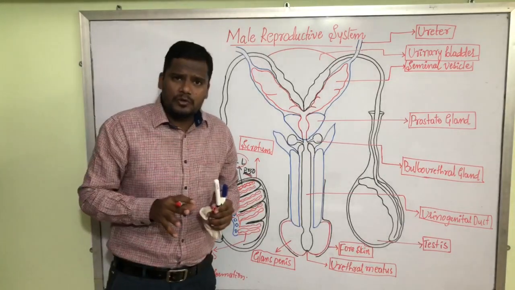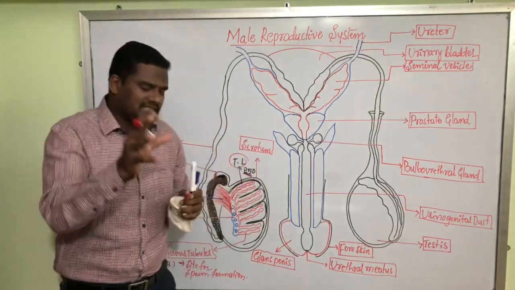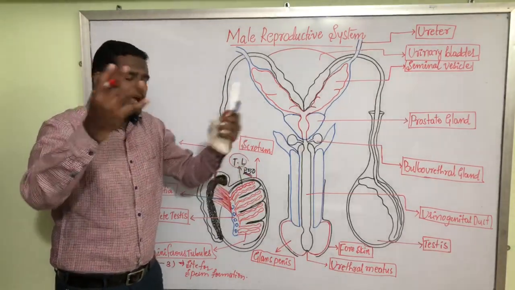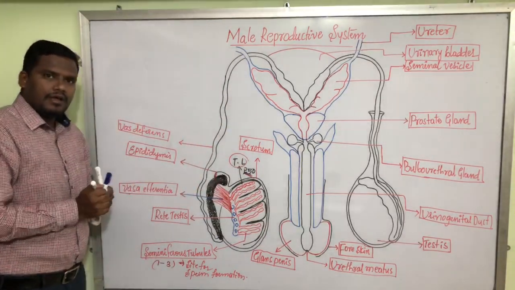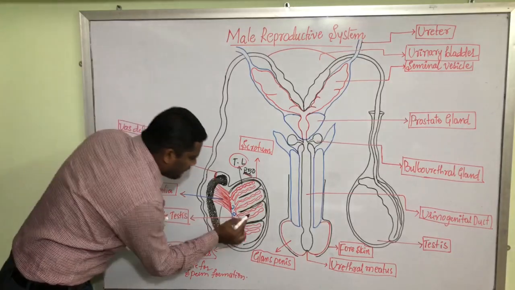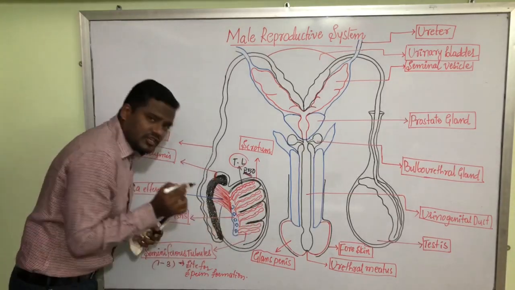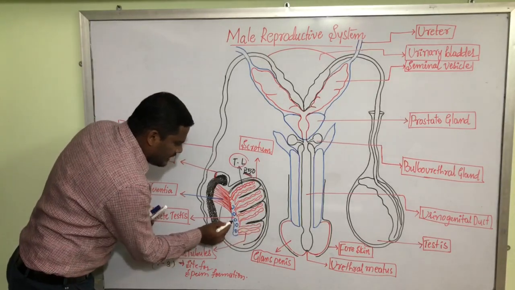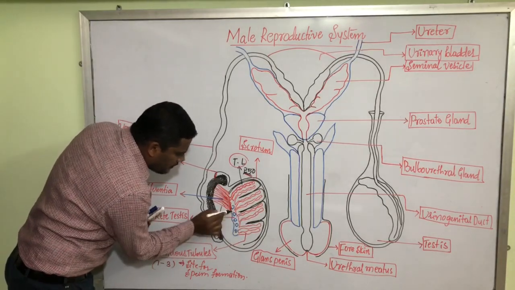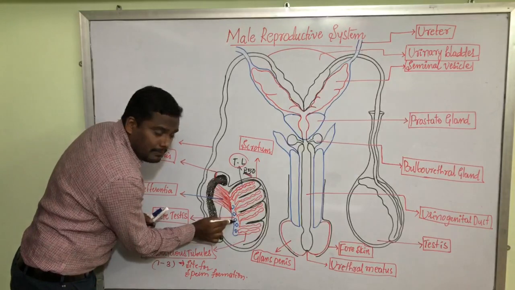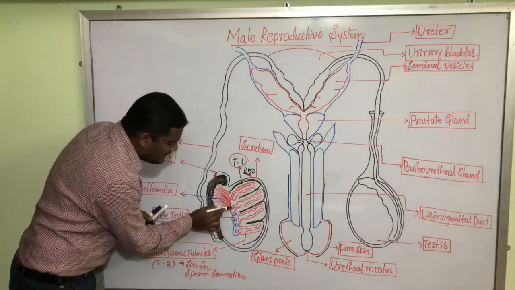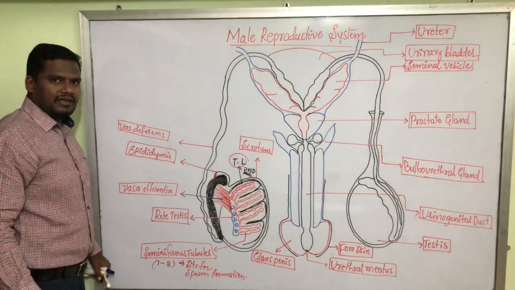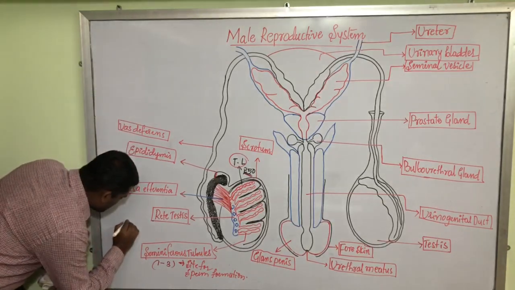Where are the seminiferous tubules located? They are located inside the testicular lobules, and these testicular lobules are present inside the testis. Whatever sperms are produced inside the seminiferous tubules of the testis are carried to a common tube. This common tube, which I have drawn in blue color, is called the rete testis.